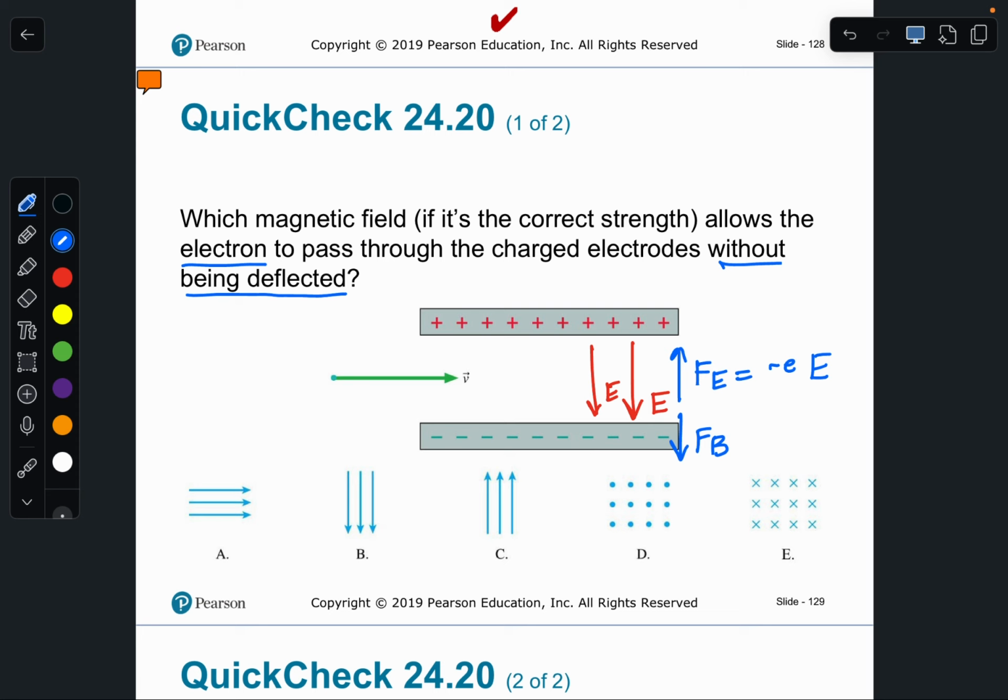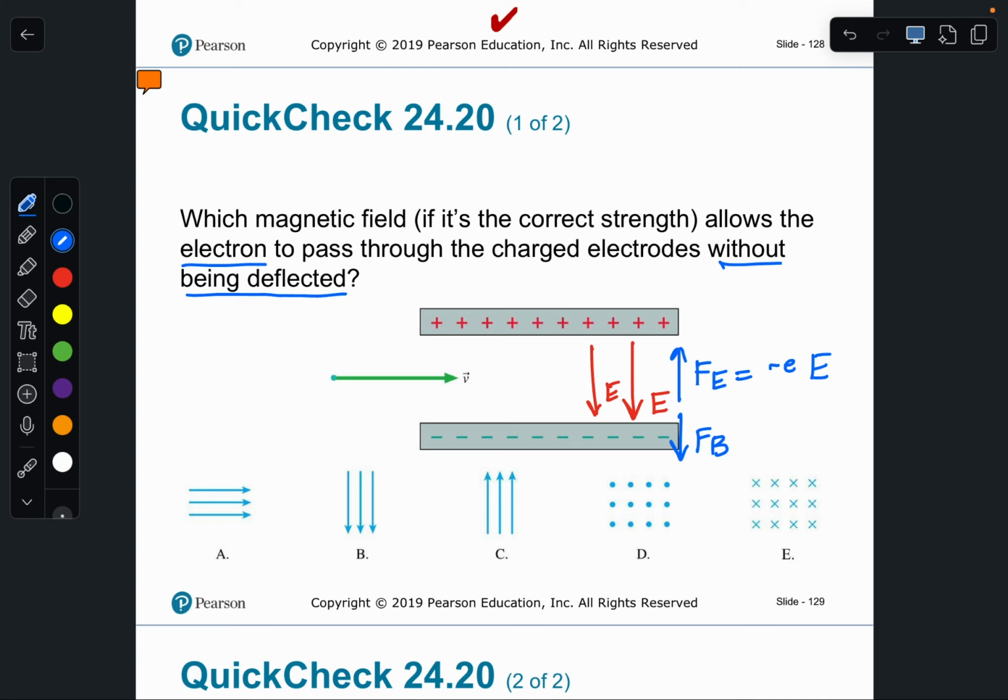I'm going to put my thumb in the velocity direction, which is this way. And then my middle finger, which is the force due to the magnetic field, is going to point down. So I'm going to rotate my hand. And you can see that my pointer, which is the magnetic field, is pointing into the page.